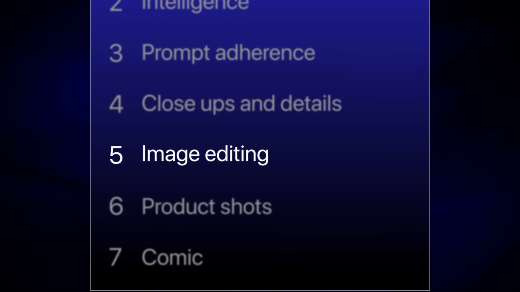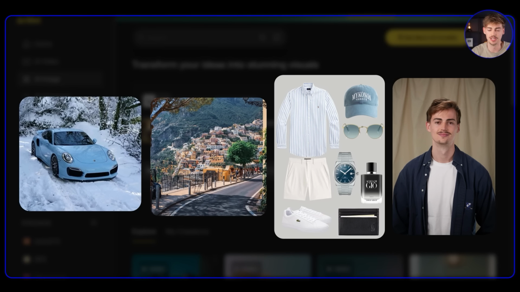Next up, we have image editing. And with image editing, you can actually edit up to 14 different references, I believe. So what I've done here is I've added 4 different references, with one image having a lot of different details in terms of my outfit. So I have this shirt that I want to wear, this hat, these sunglasses, this watch, and then I also have a wallet and perfume, but that's going to be a bit tough to generate. So let's see what it makes of it.